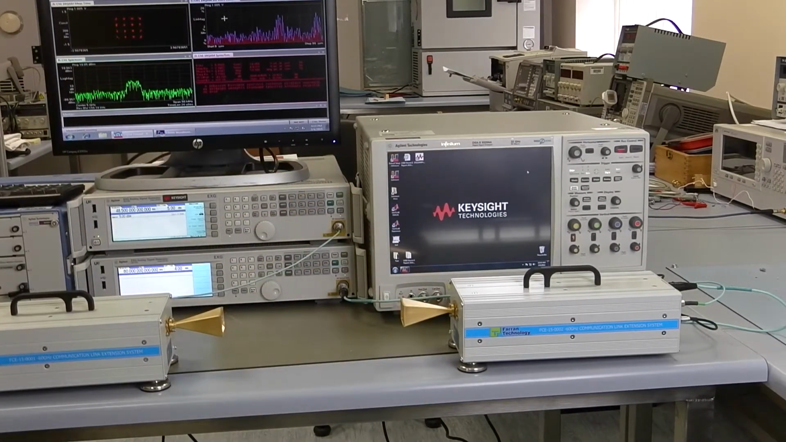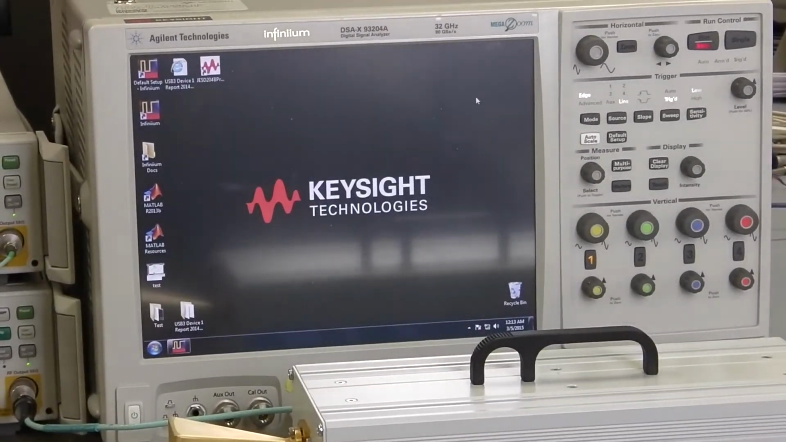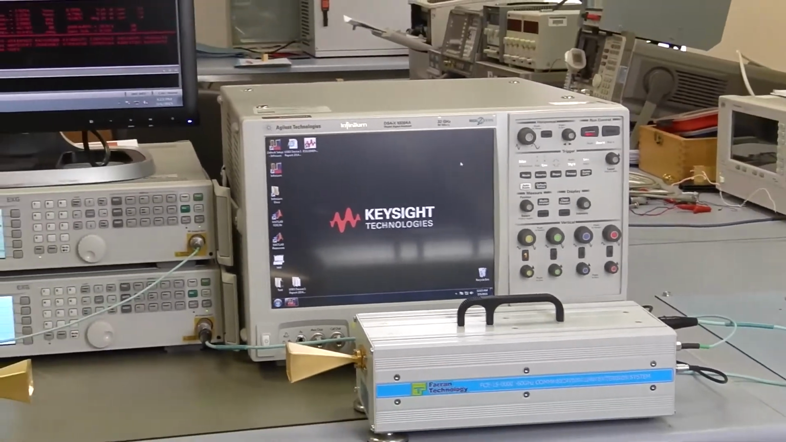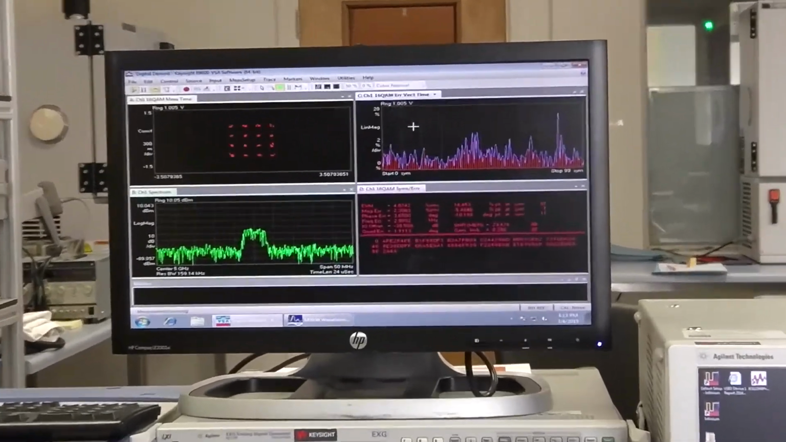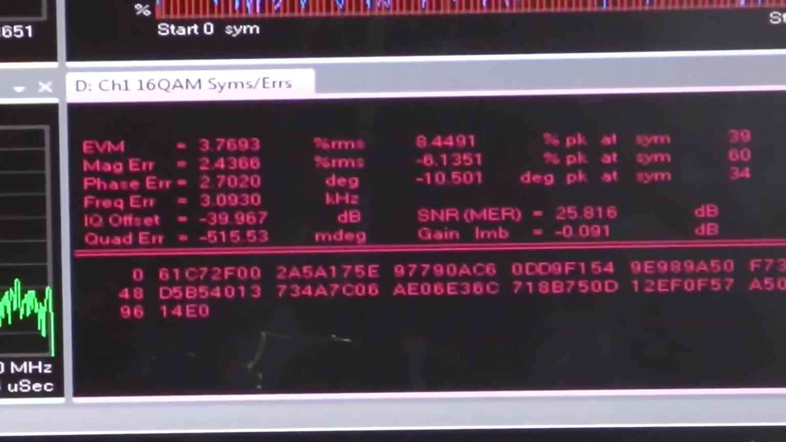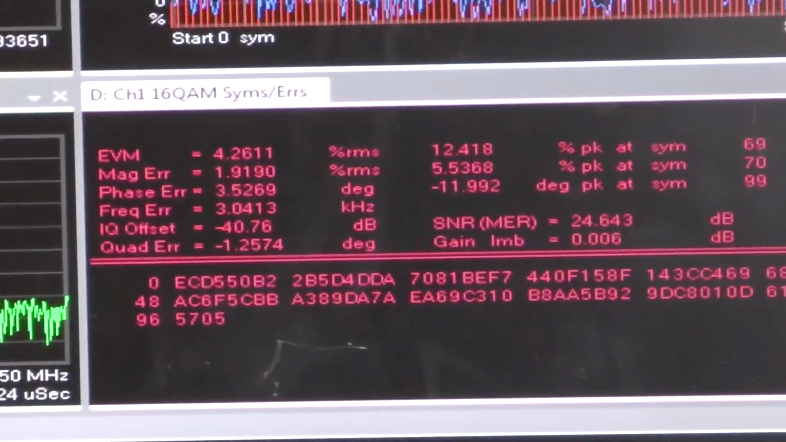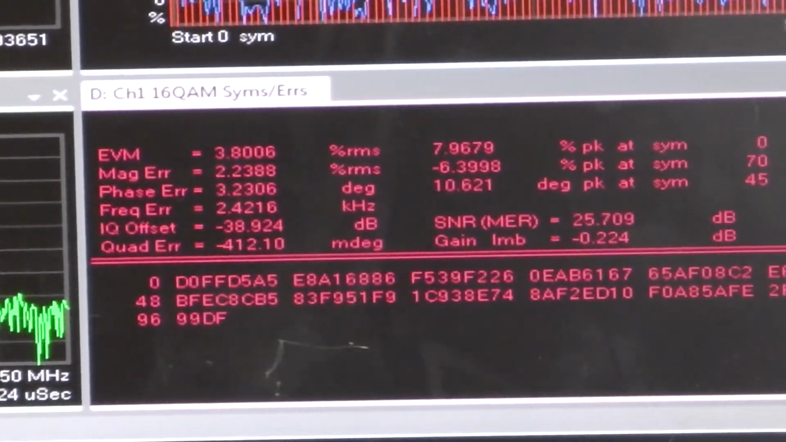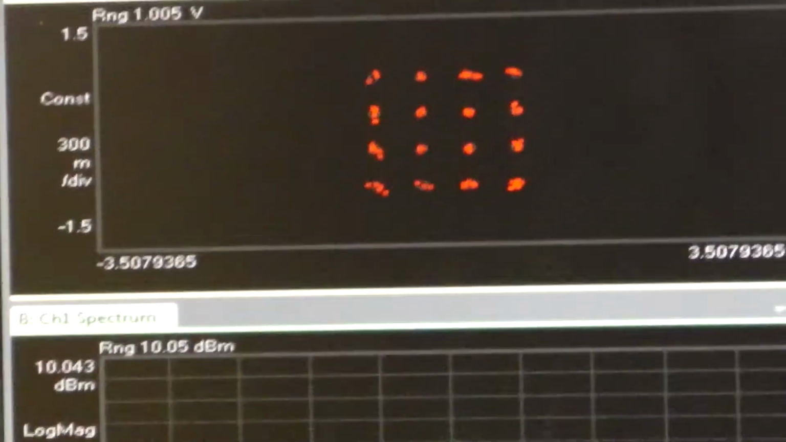analysed using a DSA-X from Keysight running the VSA 89600 software, which is showing a very good cluster of 16 QAM with an error vector magnitude of roughly 3 to 4% on the basis of the IQ signal being input to the unit with an error vector magnitude of roughly 1%.